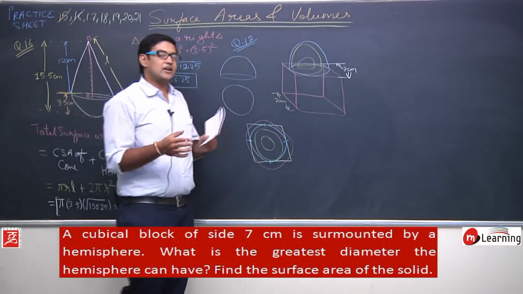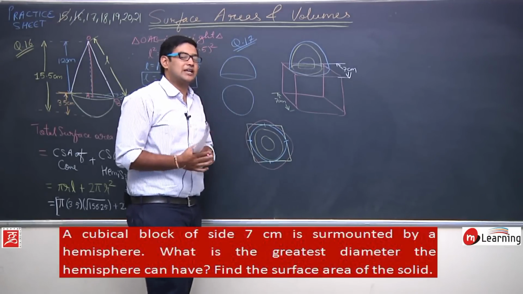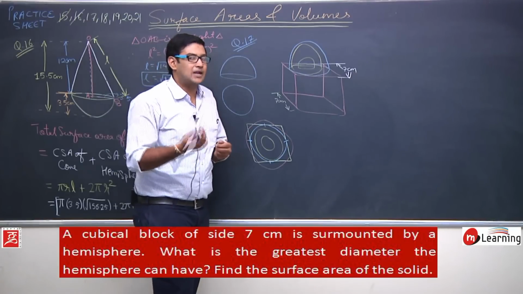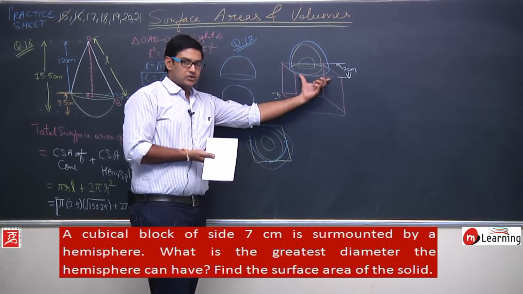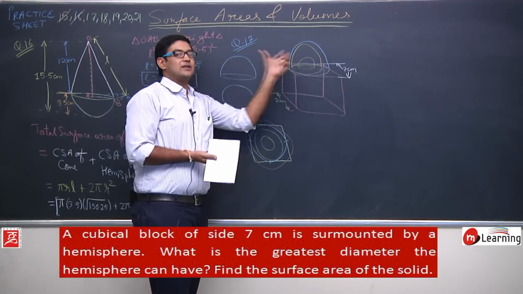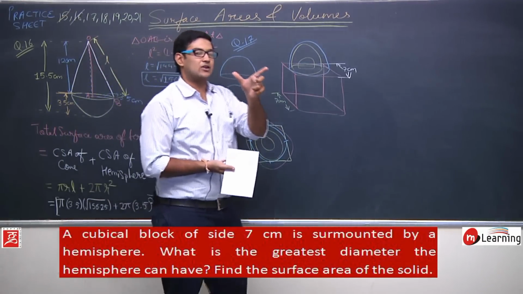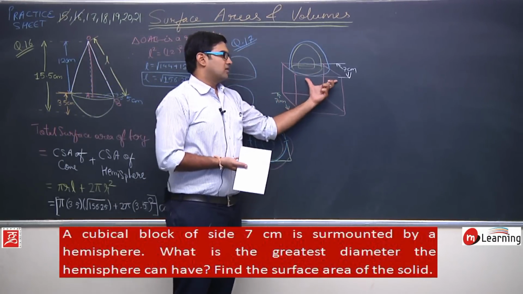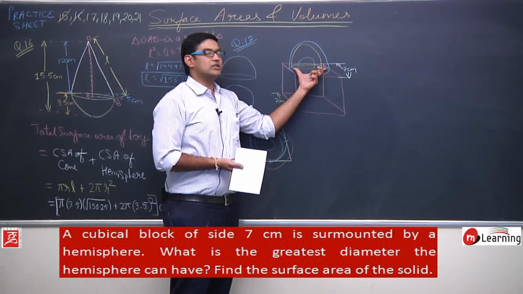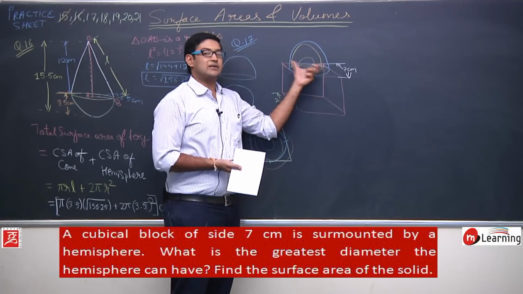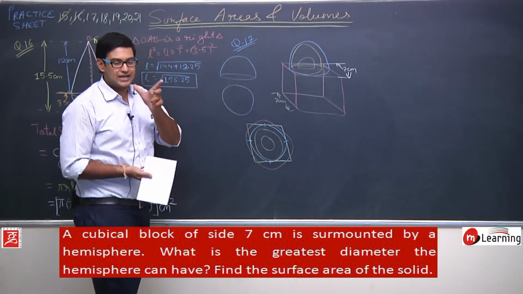Okay, the hemisphere should not be bigger than the cubical block. It can only be up to the size of the cubical block. The maximum dimension this cubical block can have is 7 centimeters. So the length of this hemisphere, the length of the base, cannot be greater than the length of this cubical block, which is 7 centimeters. So the radius of this hemisphere can only be a maximum of 7 centimeters.